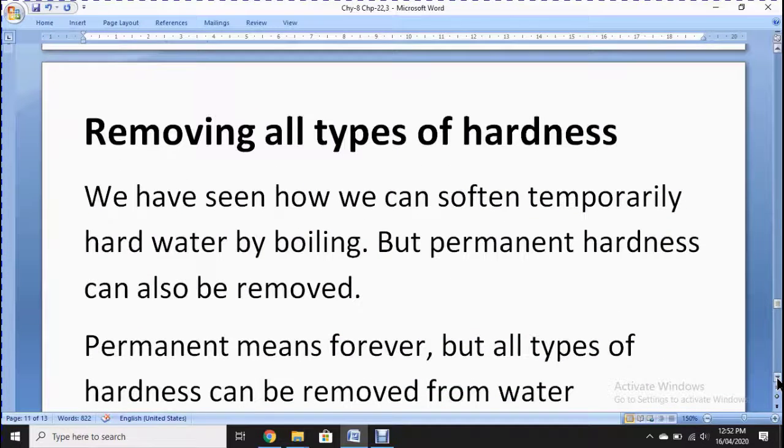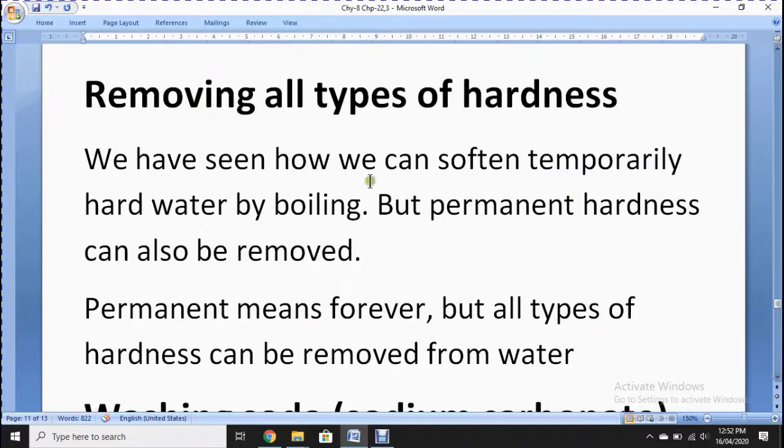Removing all types of hardness: we have seen how we can soften temporarily hard water by boiling. We just use boiling to remove the hardness of water. But there is also another type, which we name permanent hardness, which can also be removed. Permanent means forever. So what we do, the steps, is that all types of hardness can be removed from water.